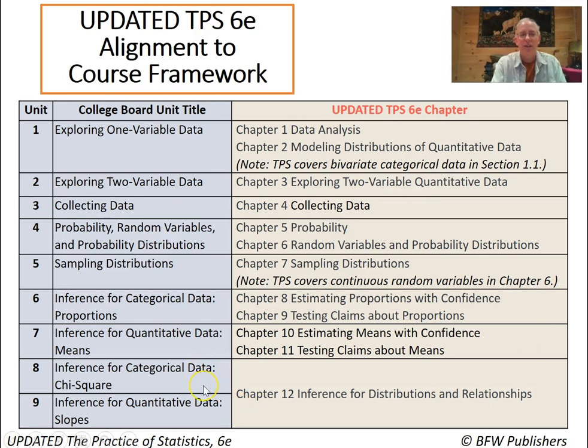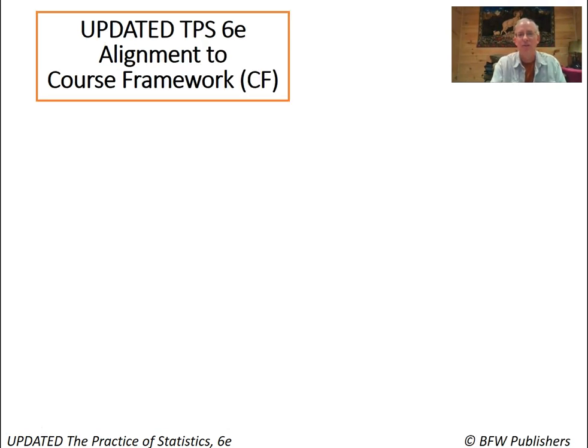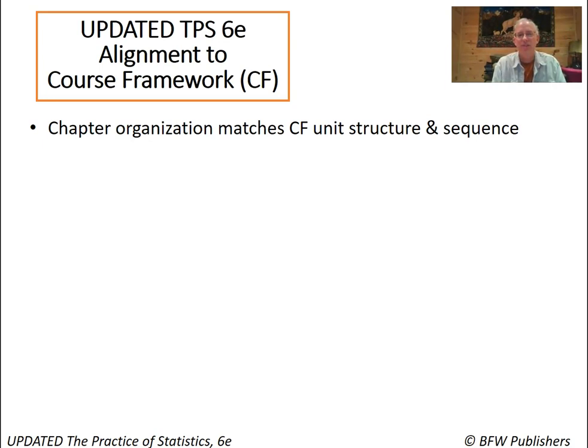Units 8 and 9, Inference for Categorical Data, Chi-square, and Inference for Quantitative Data, Slopes, are primarily about relationships between two variables of the same type. So we've combined those into Chapter 12, Inference for Distributions and Relationships, in the updated 6th edition. So you can see the updated 6th edition is tightly aligned to the unit structure and sequence of the course framework with our new chapter organization, starting with Inference in Chapter 8.